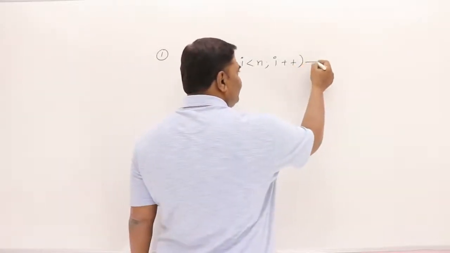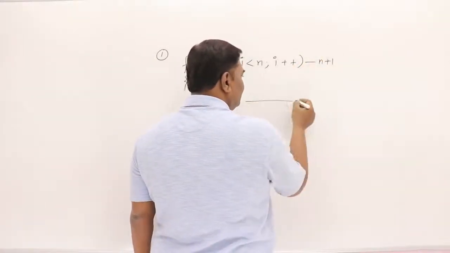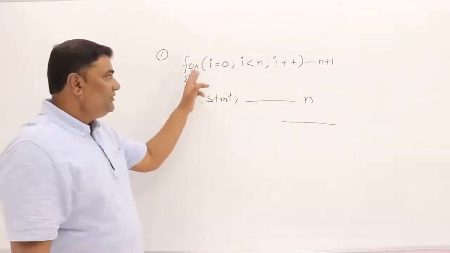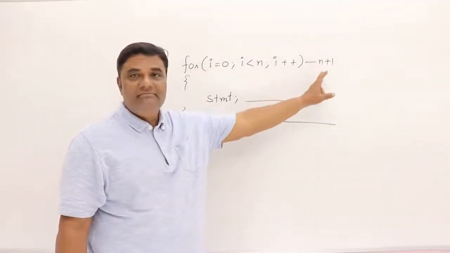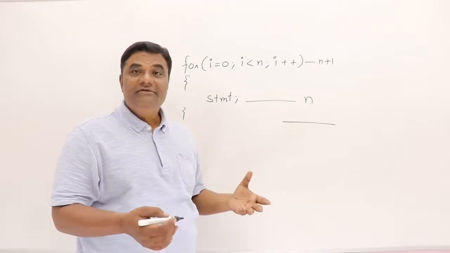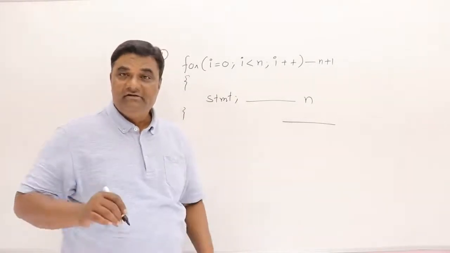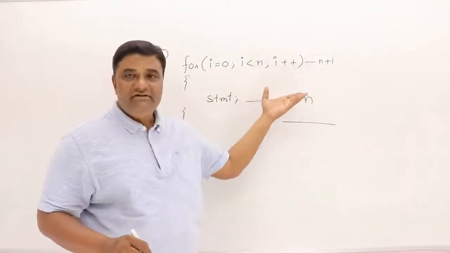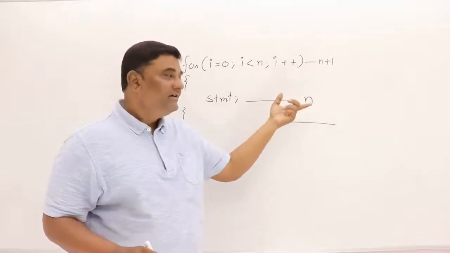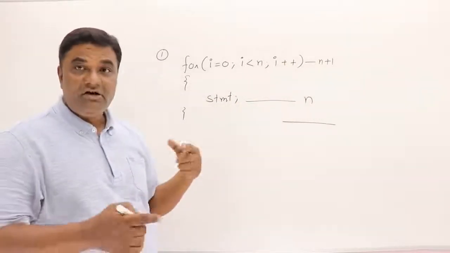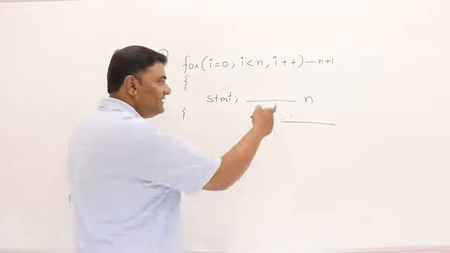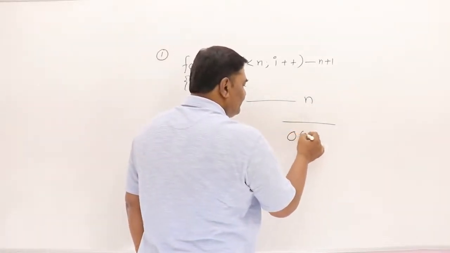We know that this will execute for n plus 1 times and this will execute for n times. We don't want this, because when we are writing order of, we are writing the degree. So this will not affect the degree at all. We just need to know how many times the statement is executing. So that's it. This is order of n.